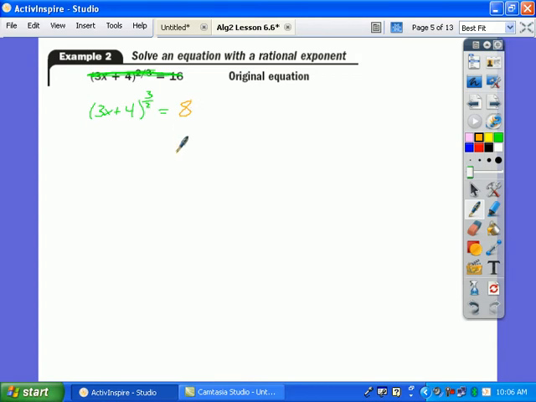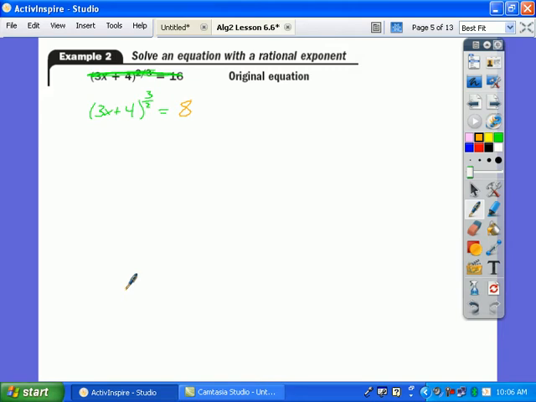Trust me, it'll make our lives a little nicer. So the problem I want you to solve is (3x + 4)^(3/2) = 8. In the previous problem I had a cube root, and so to undo it, I cubed both sides. Now I have a 3/2 power. How do I undo that?